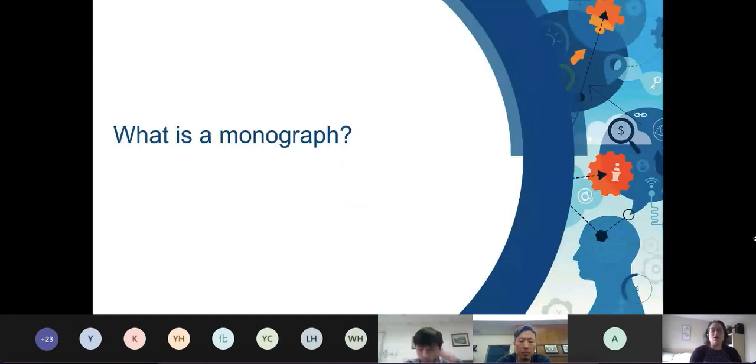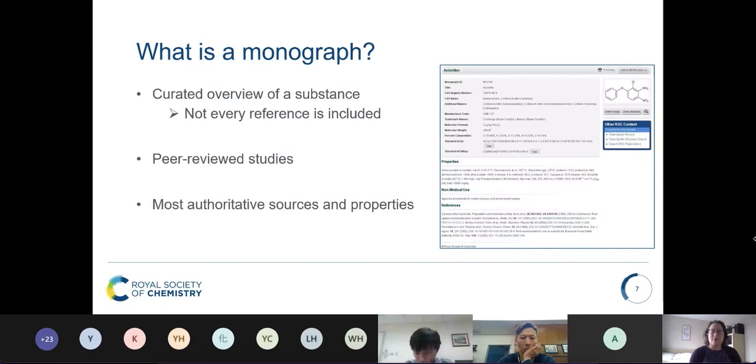So, our records on the MerckIndex Online are divided up into what we call a monograph, and a monograph is all the information we have about a particular substance. So this is on the right, a quick picture, don't worry, you don't need to read it, of what a monograph looks like on the website. And the important thing to note is that a monograph is a curated overview.